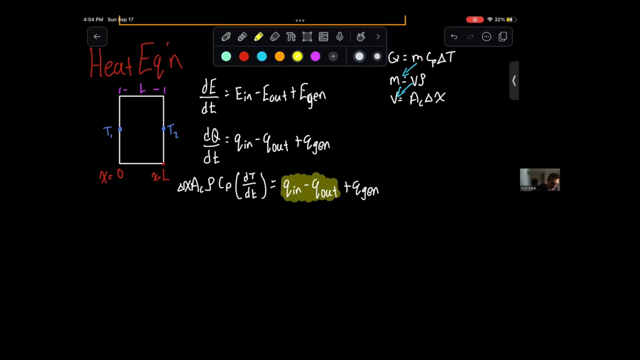Q in minus Q out. That's the same thing as saying minus Q out minus Q in. If you distribute the negative sign, you're going to get what we have in yellow. That's just equal to negative delta Q minus dQ. Hopefully, you're understanding that.